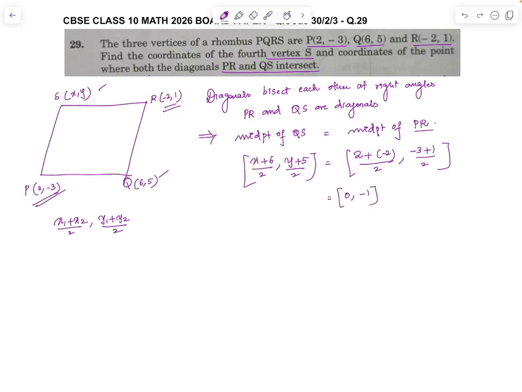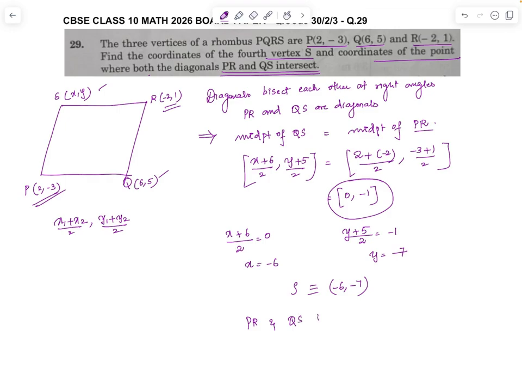So we can equate both the x coordinates, that is (x + 6)/2 is equal to 0, and we can equate the y coordinates also. (y + 5)/2 is equal to -1, that is x is -6 and y is -7. The coordinates of the point S is (-6, -7). And the coordinates of the point where the diagonals intersect is nothing but this point (0, -1). That is, PR and QS intersect at (0, -1).